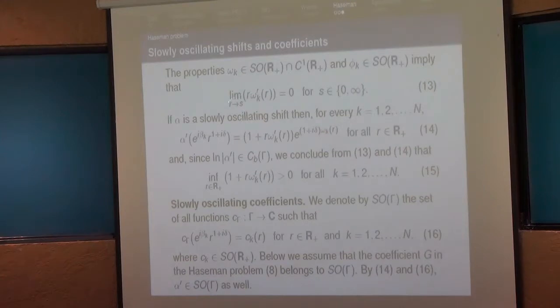Now we have the following properties related to slow oscillation of omega k and phi k. If alpha is a slow oscillating shift, then we have such a formula for the derivative, and we have the following condition for the shift. Slow oscillating coefficients. So this is given on the axis, which we parameterize by the parameter r, which runs through the whole line. This function is slow oscillating.